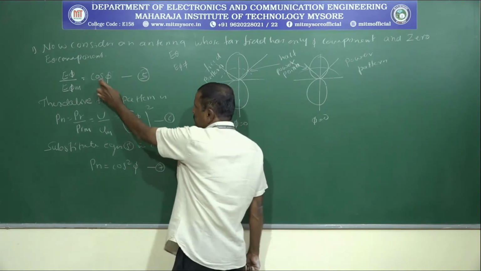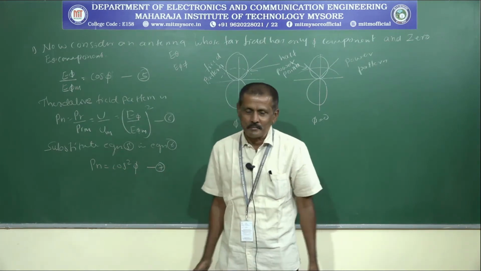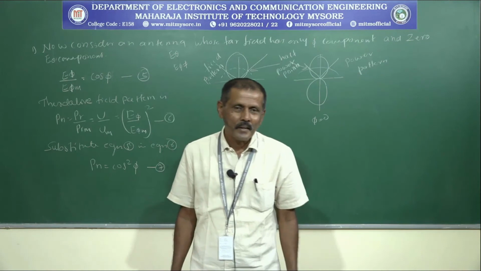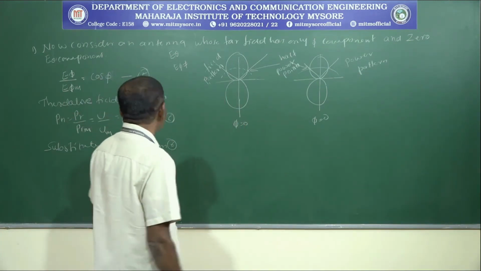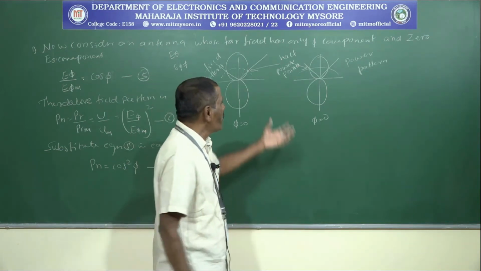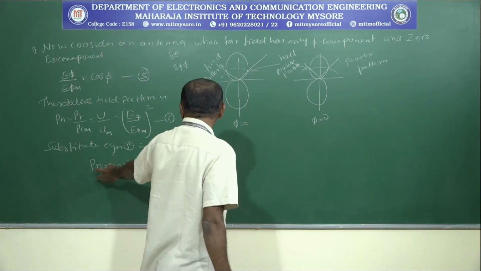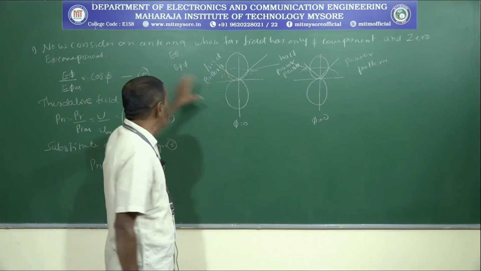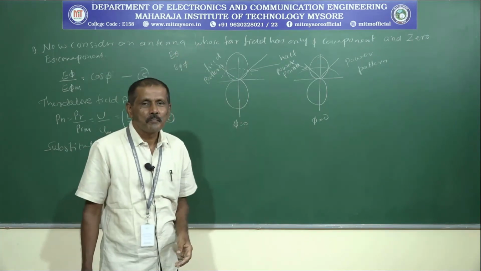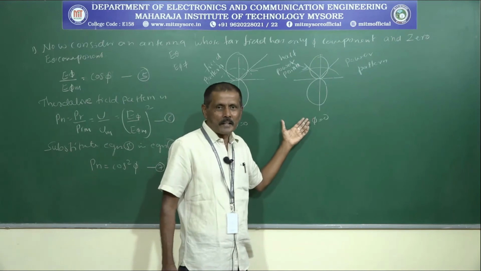So in this place you substitute the cos phi. If that is the case, then Pn is equal to cos square phi. And now the electrical field patterns and the power patterns are shown in this. So this is the power pattern calculated from this equation, and this is the electrical field component calculated from the cosine functions. Now once you calculate this, we are getting the field patterns.